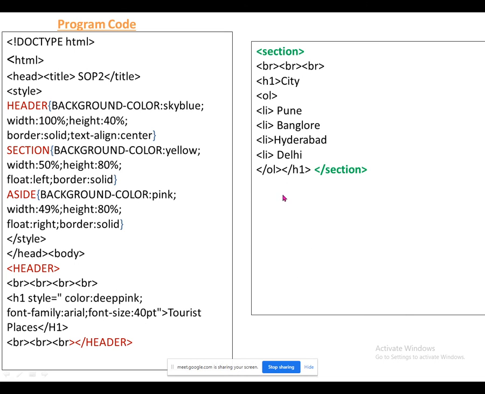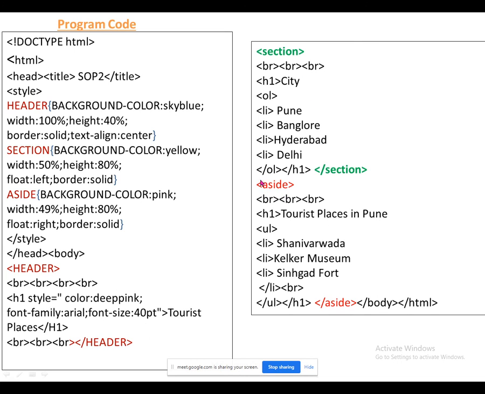Now we'll see the right part with the aside tag. So next is the aside tag. Again, to manage space I am giving 3 BR here. H1 you are giving tourist places in Pune as a heading. And here you are giving UL. OL stands for ordered list, number list, and UL stands for unordered list, to create a bulleted list.